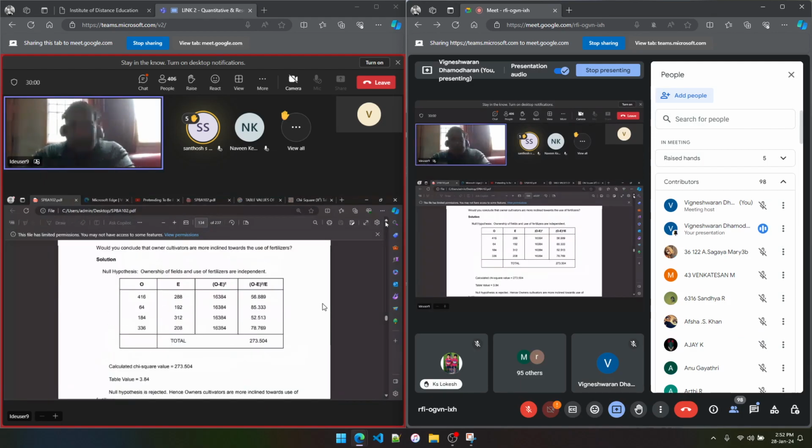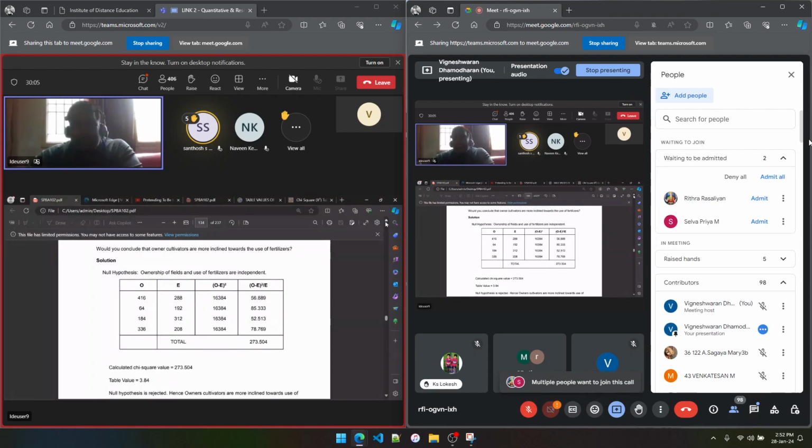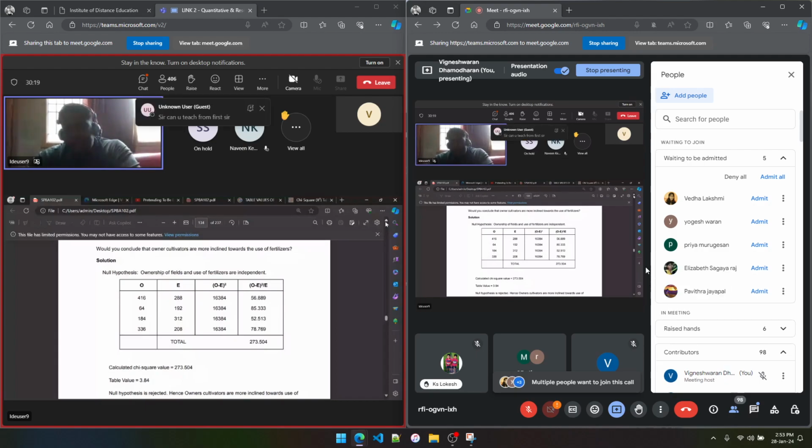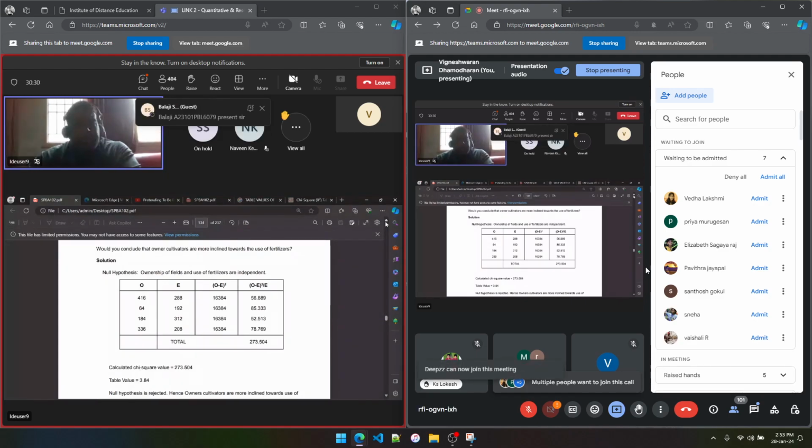Then, like I said in the last problem, here also you have to divide the squared difference of the observed frequency and expected frequency by the expected frequency. Now the calculated chi-square value stands at 273.504. As I said before, here also we follow the same table value, which is 3.841.